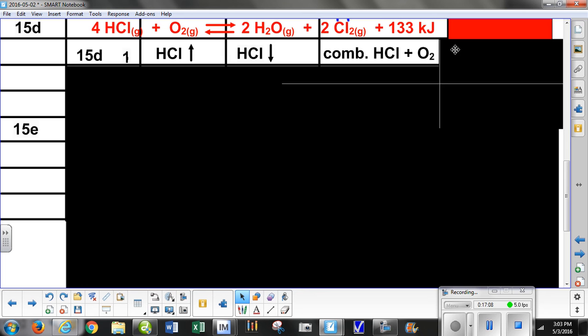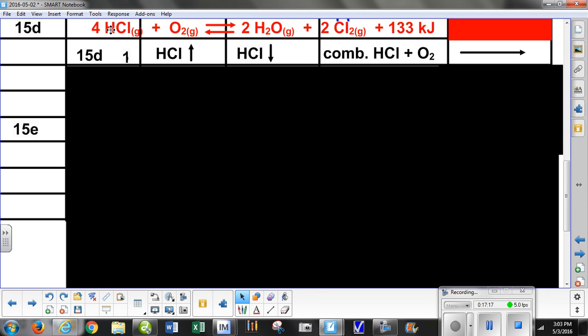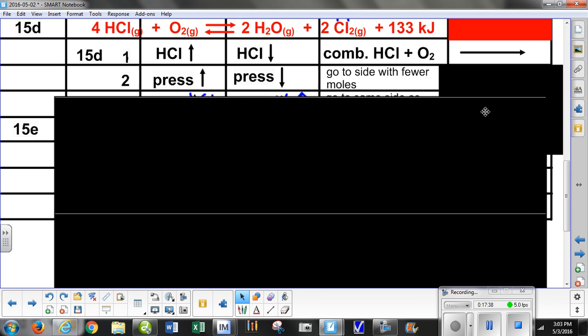He's combining, and what does that give us as a shift? To the right, because when you combine hydrogen chloride and oxygen, that means that you are getting rid of those and you're going to the other side. And I like seeing two reactants and two products because the combination could happen on the left or it could happen on the right. Right? Okay. So that's that guy.